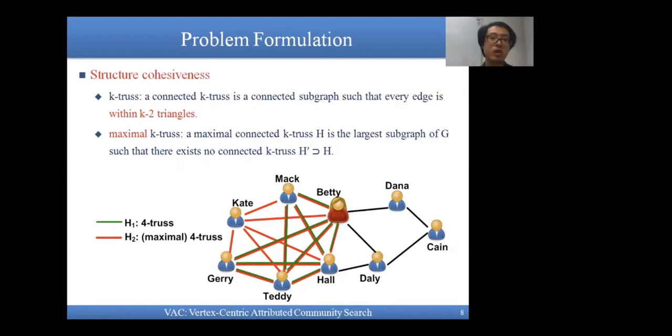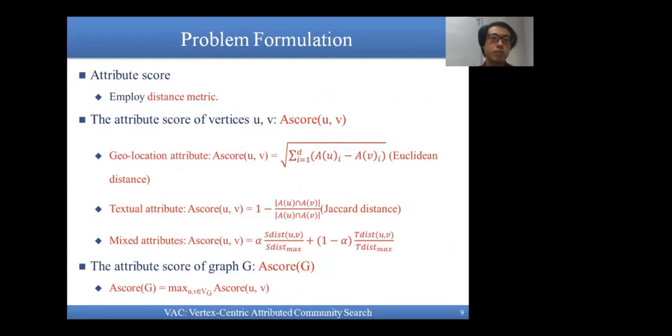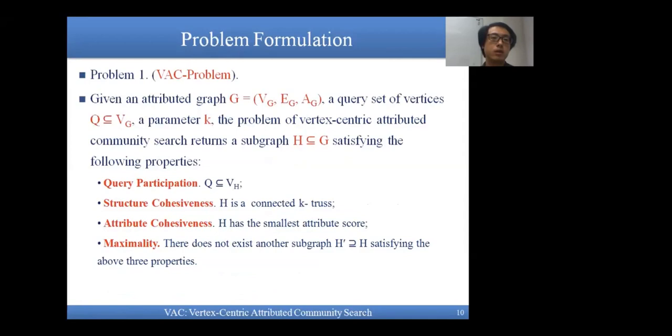As for the attribute score, we employ distance metrics to compute it, since they satisfy the triangle inequality. First we present the attribute score for two vertices. For different attributes, we can employ different distance metrics to compute it. For example, for the geolocation attribute, we can use the Euclidean distance, and for the textual attribute, we can use the Jaccard distance. Based on the attribute score of two vertices, the attribute score of the graph is defined as the maximum attribute score of two vertices in the graph.